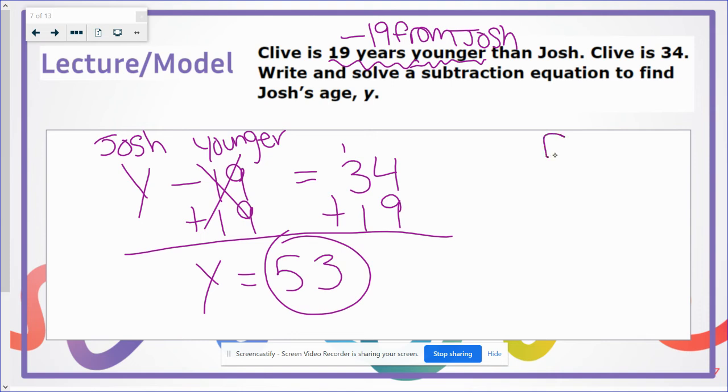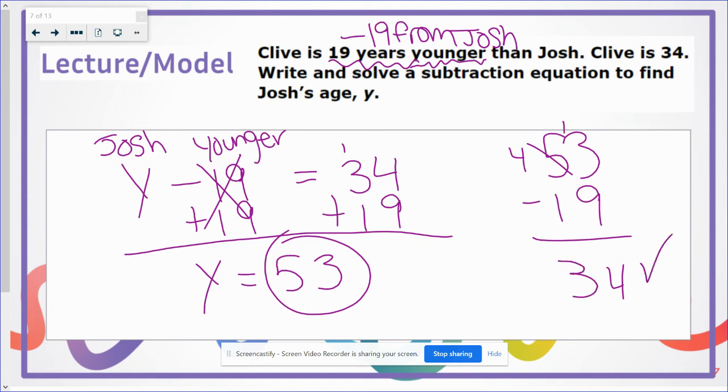Now let's go back in and check. Does 53 minus 19 equal 34? And it does. So that checks.